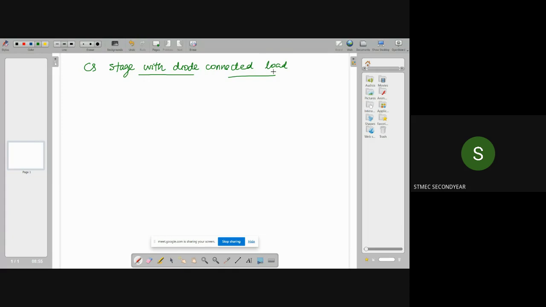So next is common source stage with diode connected load. So first of all, what do you mean by this diode connected load? It is very difficult to fabricate resistors with reasonable physical size or with controlled values. So it is desirable to replace RD with a MOS transistor, so that the MOS transistor acts as a resistor.